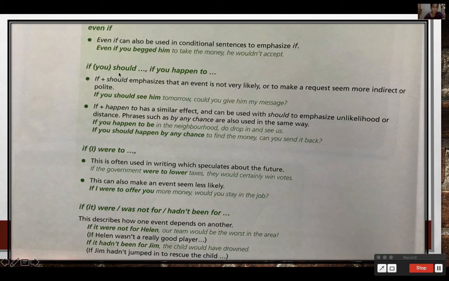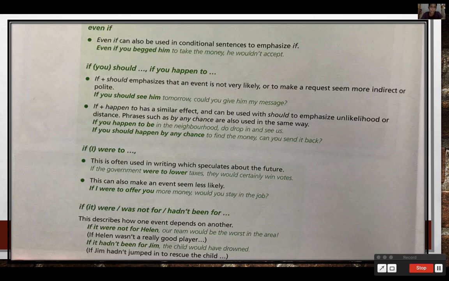So, if you, with should and if you happen to. If plus should emphasize that an event is not very likely, or to make a request seem more indirect or polite. For example, if you should see him tomorrow, could you give him a message?